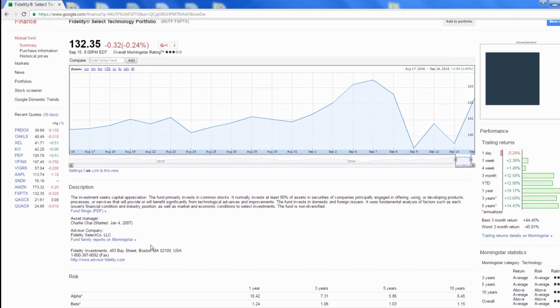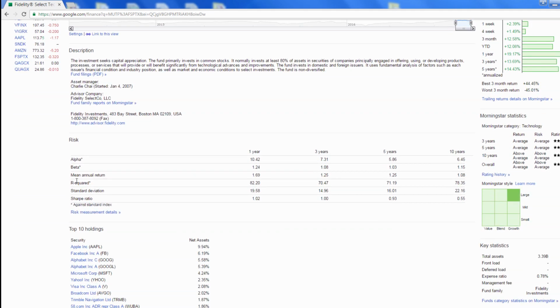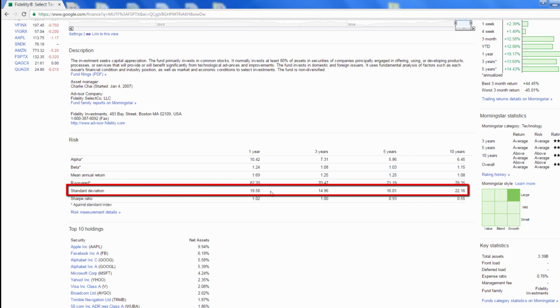So we're going under Google Finance, under risk, standard deviation, and boy, this is even more risky than the Oakmark fund, right, which invests in a lot of different types of stocks. It's not limited. This is strictly technology, so now we're at 19.58, 14.96. You can see 16, last 10 years, 22, lots of wide swings in growth, technology type companies.